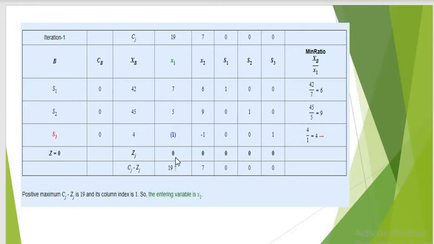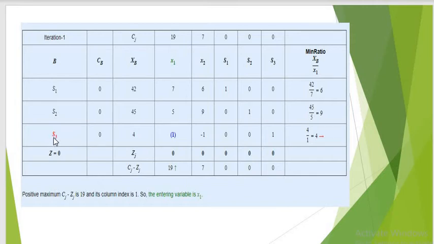Next we have to see which is the leaving variable. For that, use the minimum ratio. To calculate the minimum ratio, calculate xb by x1. So here xb value is 42, x1 value equal to 7. So 42 by 7 equal to 6. Similarly, 45 by 5 equal to 9 and 4 by 1 equal to 4. Then of these values, which is minimum? Minimum value is 4. That corresponds to the row S3. So here the leaving variable will be S3.